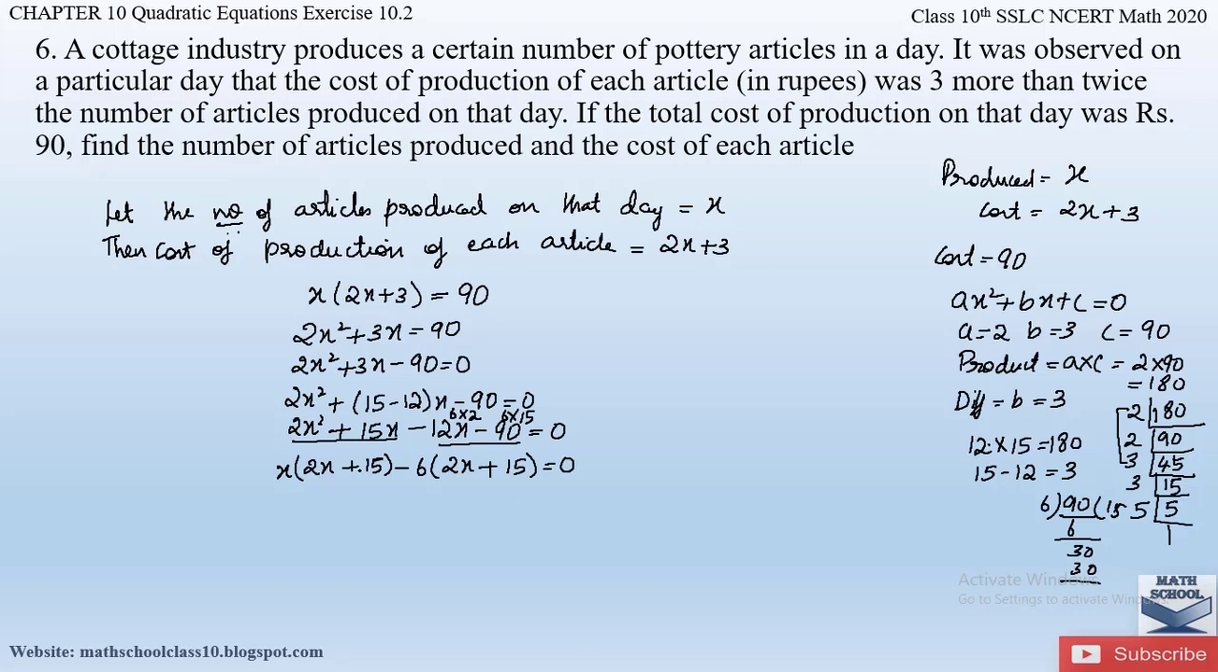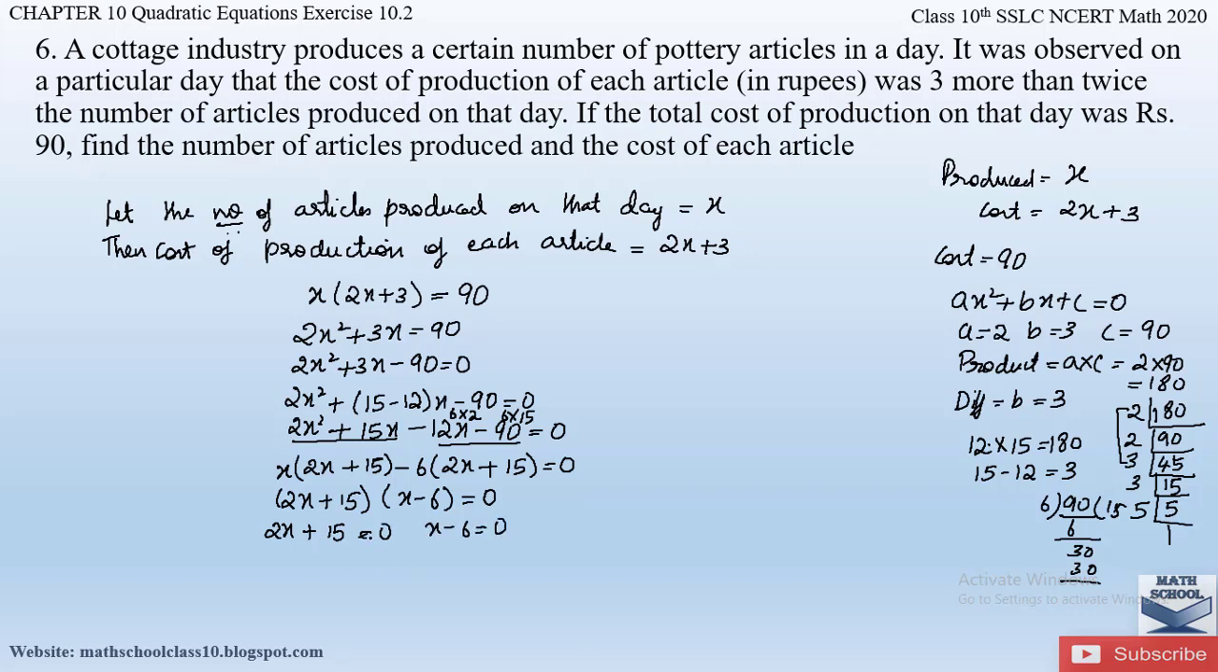Now let us take 2x plus 15 as common again. So we will get 2x plus 15, and if you take it common, what is left behind? x minus 6 is equal to 0. Now equate each of these terms to 0. So 2x plus 15 is equal to 0 and x minus 6 is equal to 0.